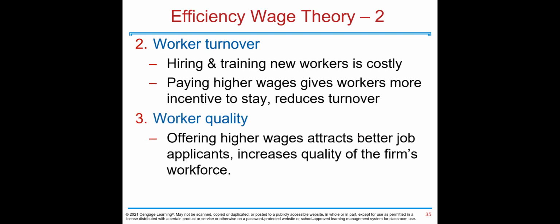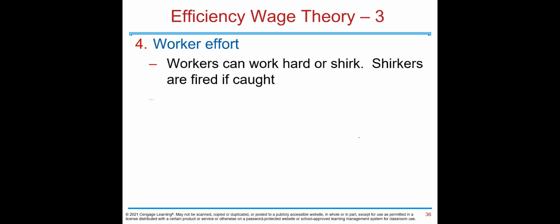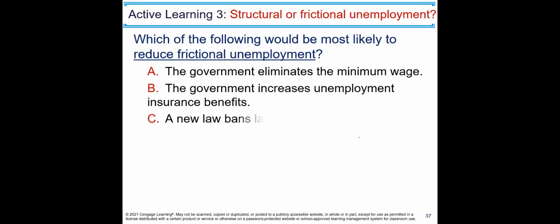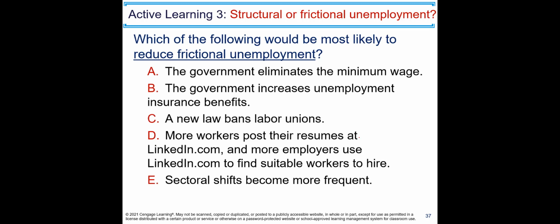Worker turnover. Hiring and training new workers is costly, therefore paying higher wages gives workers more incentive to stay and reduces turnover. Worker quality. Offering higher wages attracts better job applicants and increases the quality of the firm's workforce. And finally, worker effort. Workers can work hard or shirk. Shirkers are fired if caught. Is being fired a good deterrent? It depends on how hard it is to find another job. If the market wage is above the equilibrium wage, there aren't enough jobs to go around, so workers have more incentive to work, not shirk.